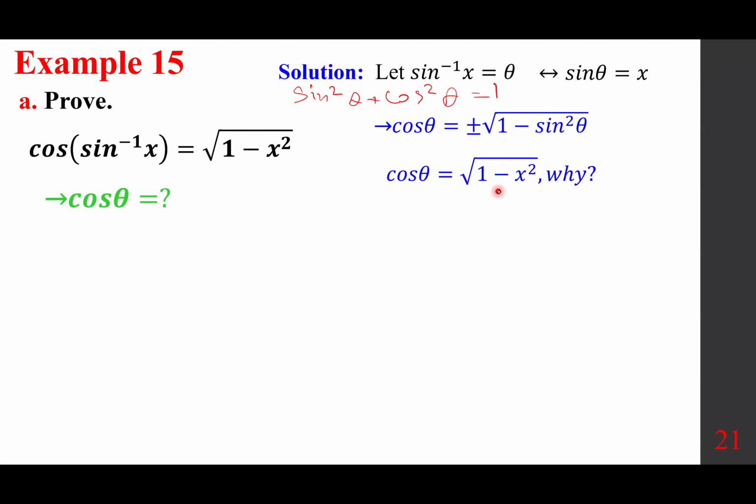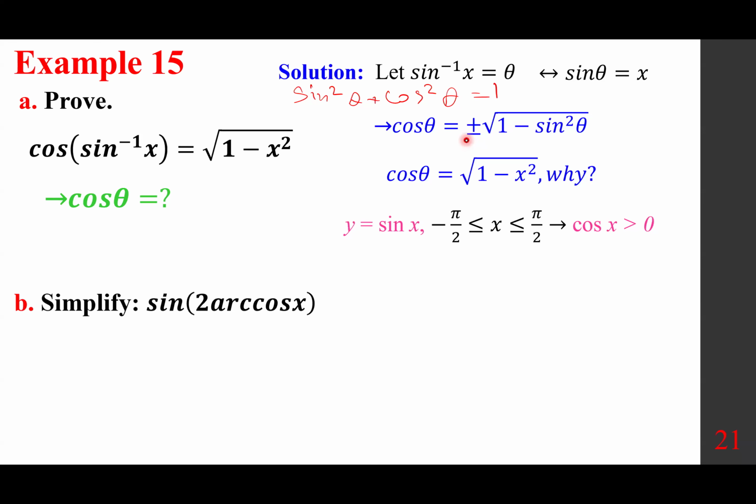As you recall, none of the trigonometric functions is 1-to-1. And so we restricted the sine from negative pi over 2 to pi over 2, the fourth quadrant and the first quadrant. And in those two quadrants, cosine is positive. Okay, that's why you can drop the negative sign. So we proved that's the case.